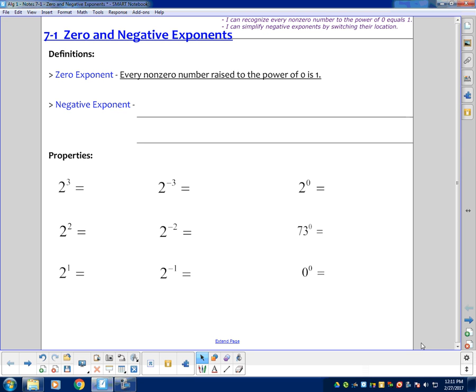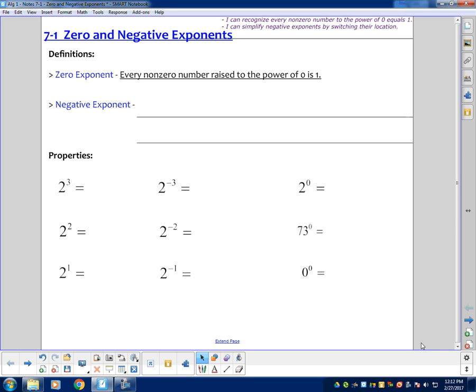So every non-zero number raised to the power of 0 is 1. What does it mean to be a non-zero number? A number that is not zero. So there's only one problem here, and that's when I have 0 as the base. If 0 is not the base, but the power is 0, it's equal to what number?